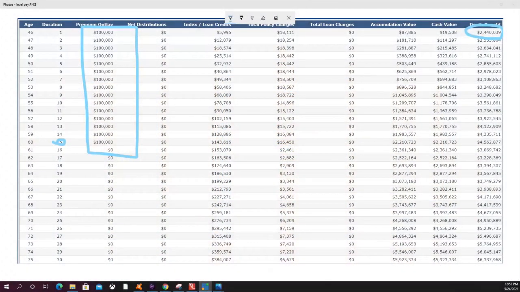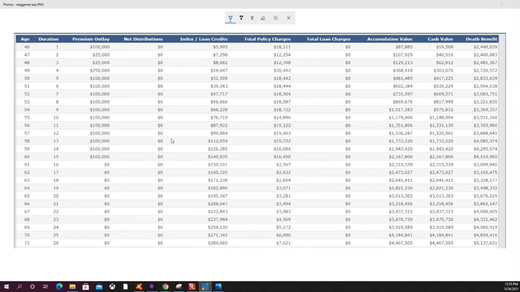So there are implications in how you can actually structure this policy. I want to show you what I would consider a staggered 7-pay design. This is the exact same policy. We've got the same starting death benefit and the same MEC limits. We paid $100,000 inside that first year, but then for the next couple years, we dropped our payment down to $25,000, so $25,000 for 2 years, years 2 and 3.